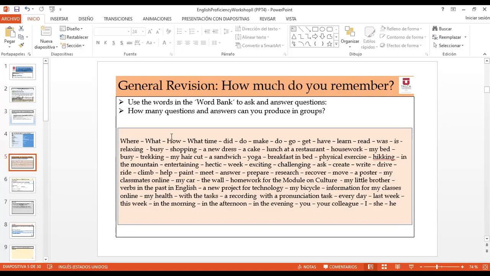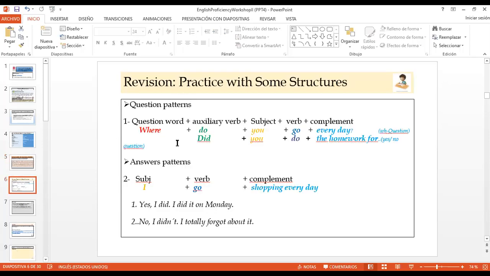Okay, so here you have the words. You have the questions and you have the structure. Sorry, we're going to revise the structure first. Remember, we have the question word first, and then auxiliaries. Okay, Giselle is here. So where, for example, where do you go? Do as the auxiliary for the present simple. Subject, you. Main verb, go every day. Where do you go every day?